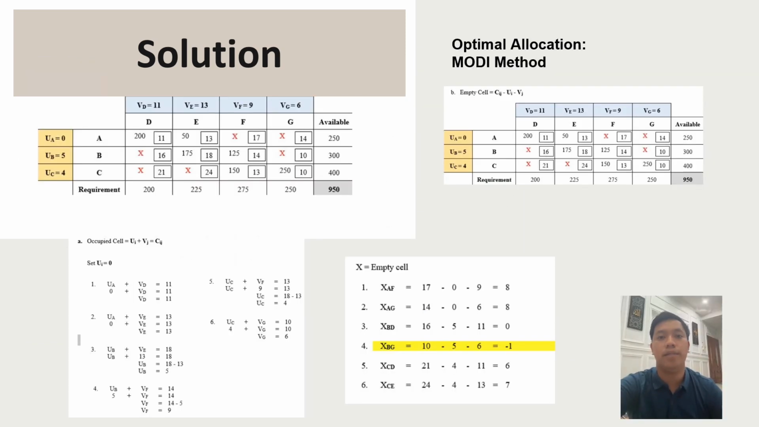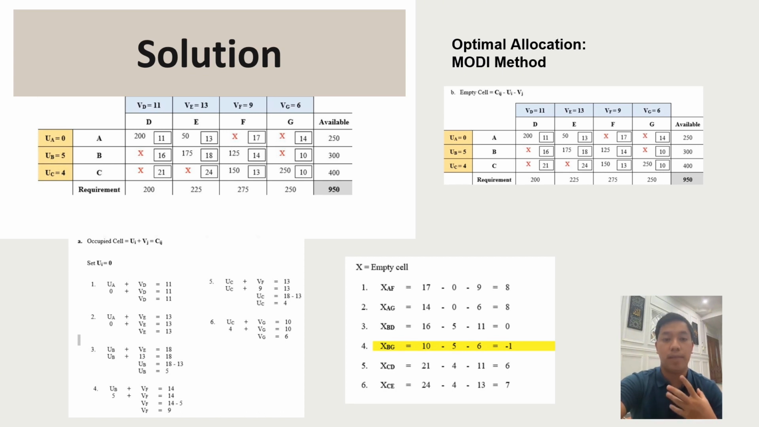My name is Muhammad Shafi Naim bin Wasri. Now I would like to explain this part. Since we need to find the optimal solution, we need to use the MODI method. The first step, we need to know the formula for an occupied cell in the MODI method, which is Ui plus Vj equal to Cij. Next, we need to set UA equal to 0.